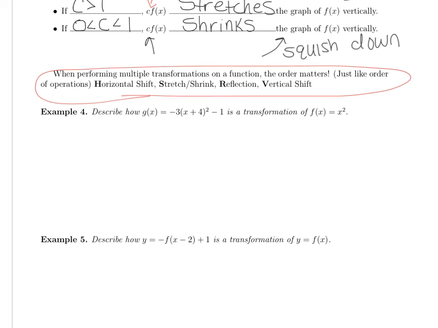So example 4 says, describe how g of x equals negative 3 times (x plus 4) squared minus 1 is a transformation of x squared. And so we have to see what all the pieces mean. So the first thing I'll write is that we start with x squared. And then let's think about what we do to that function and think about how this order matters.